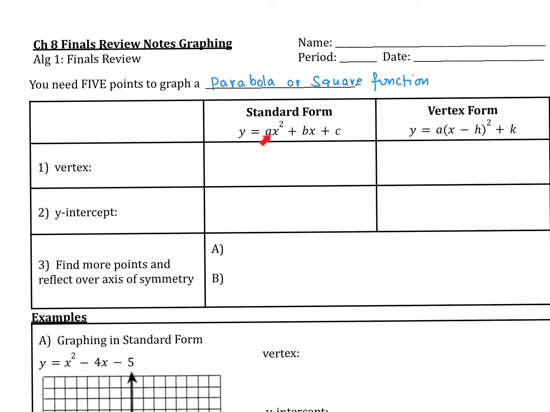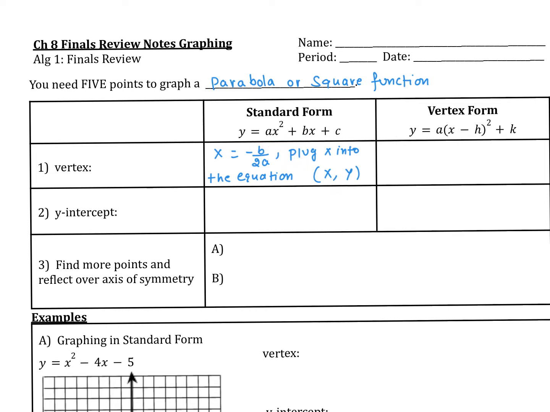If the equation is given in the form ax squared plus bx plus c, to find the vertex you have the formula x equals negative b over 2a, and when you plug it into the equation, you find y. So plug x into the equation, and your vertex would be x comma y. The x would be negative b over 2a, and y is what you get when you plug it into the equation.